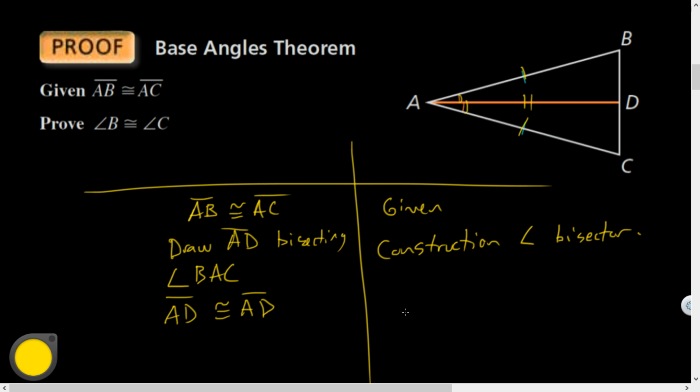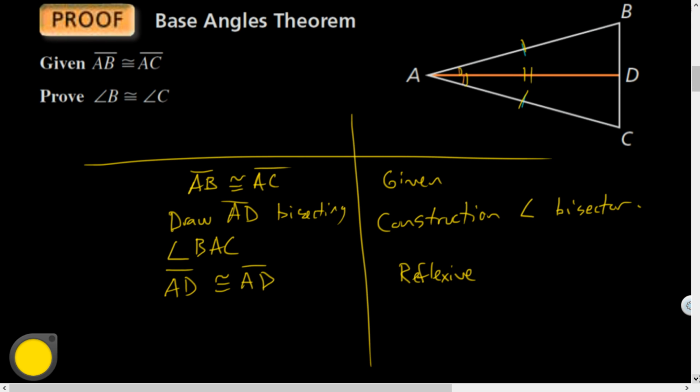AD is congruent to itself. Why is that true? I was jumping the gun. Reflexive. Now, what about these little triangles? I could say that these little triangles are congruent. Let's call it triangle ABD, which is congruent to triangle ACD. The reason that's true is side-angle-side.